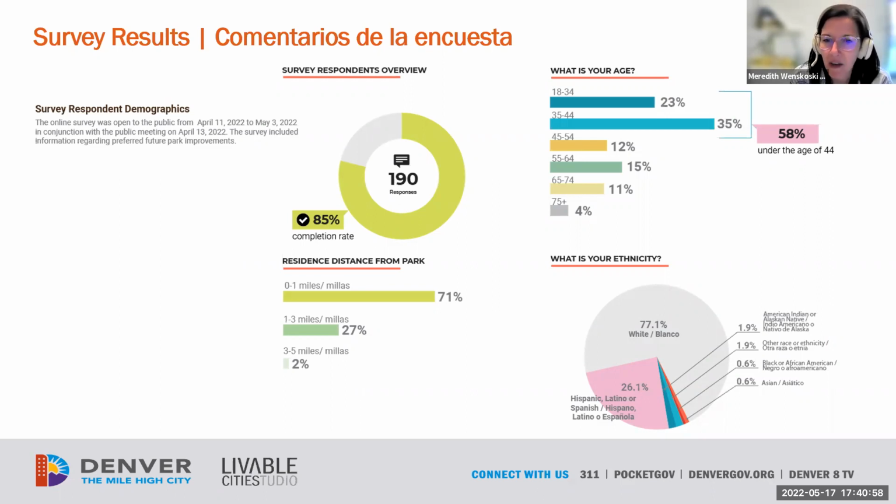And then on the race and ethnicity front, you can see the respondents as well. So 77% white, and then 26% Hispanic, Latino. So we see a little bit of differences here from the neighborhood demographics, which is why it's really always important to get this data and help frame this moving forward. Next.